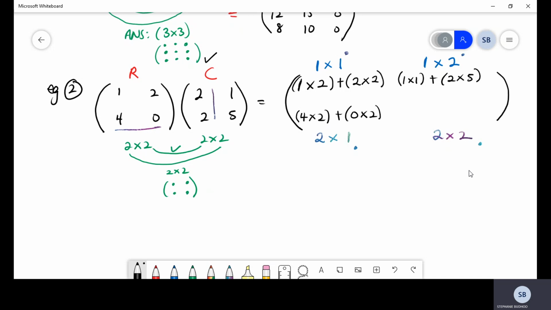All right. And lastly, we are still going to multiply that second row, but this time by our second column. So we're going to have that 4, which is the first value. It's going to coincide with 1 of our second column. And then we're going to add that to our last two values, which is 0 by 5.